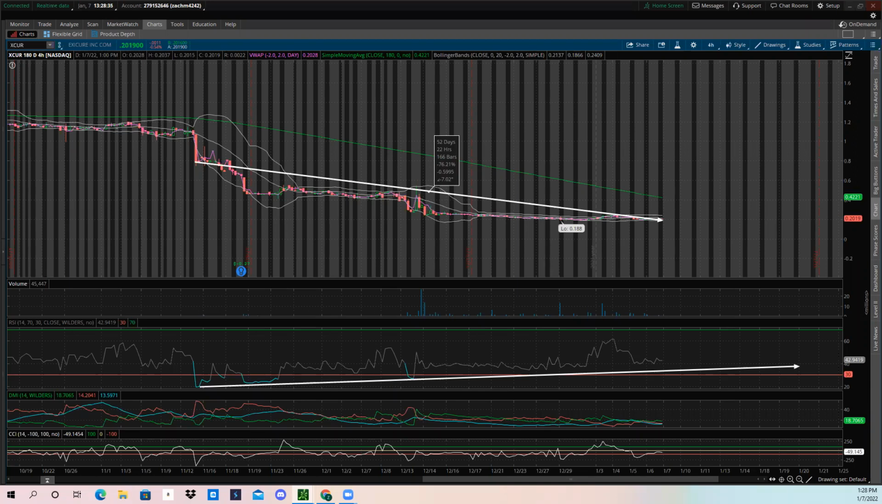We're going to be looking at XCUR. Okay, that's Exicure. This is a penny stock. This one is coming from a request from the comment section.